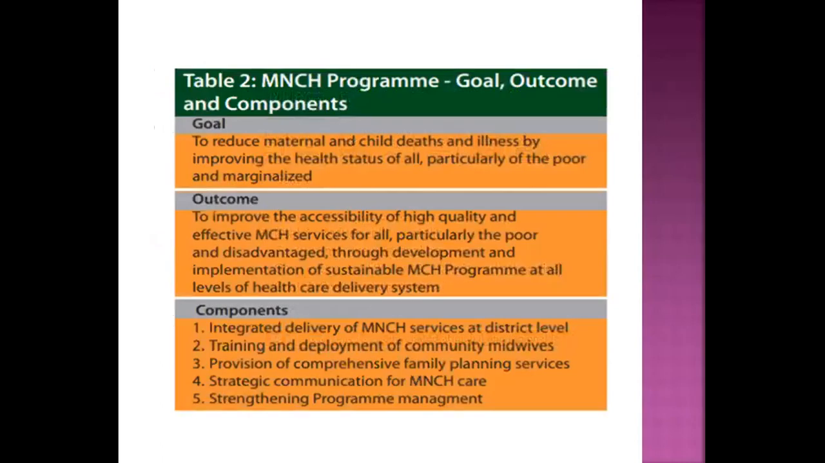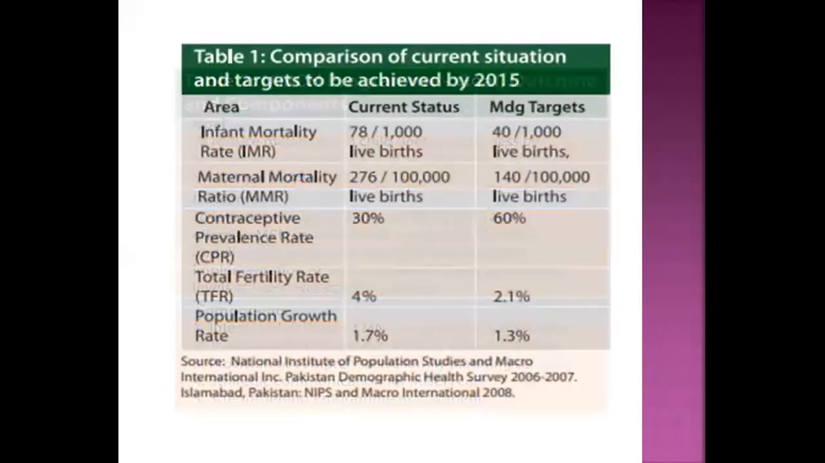The MCH program goal is to reduce maternal and child death and illness by improving the health status of all, particularly of the poor and marginalized population. The outcome is to improve the accessibility of high quality and effective MCH services for all, but particularly the poor and disadvantaged community, through development and implementation of a sustainable MCH program at all levels of the healthcare delivery system. Components include integrated delivery of services at district level, training and deployment of community midwives, provision of comprehensive family planning services, strategic communication of MCH care, and strengthening program management.